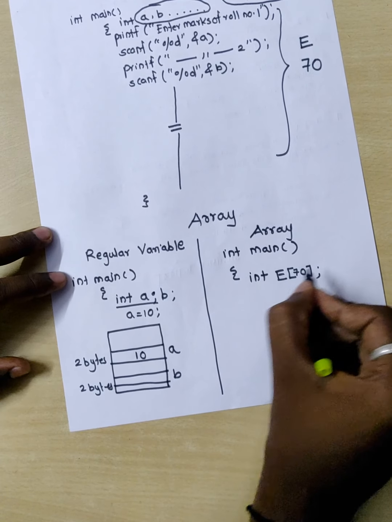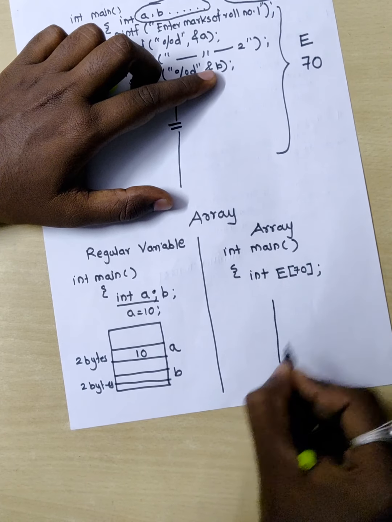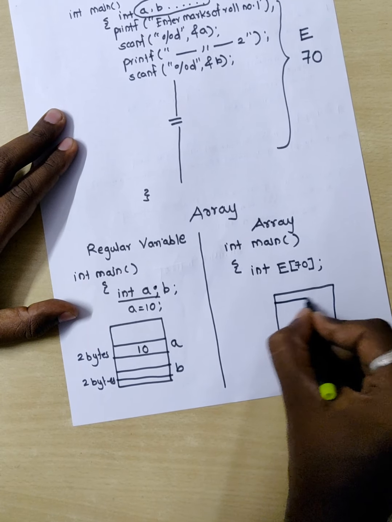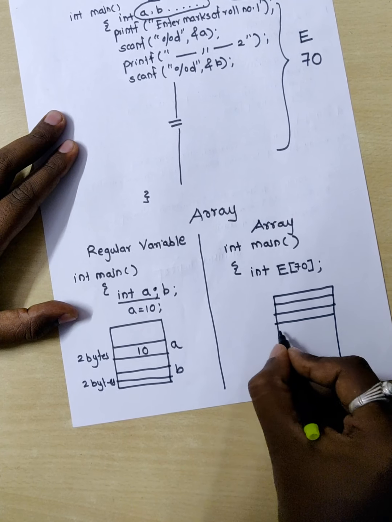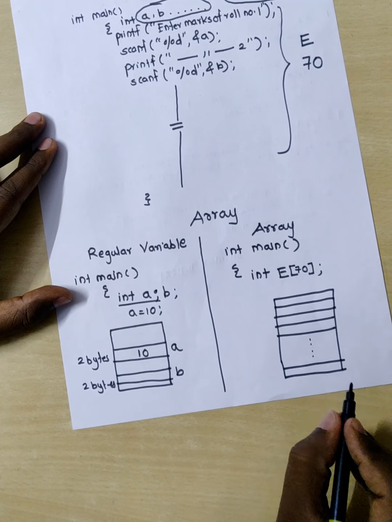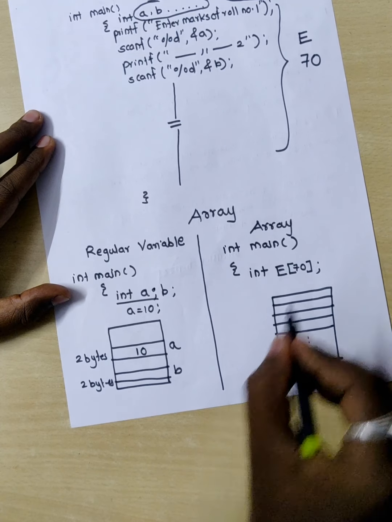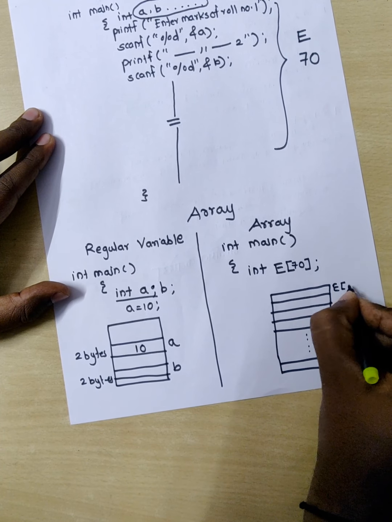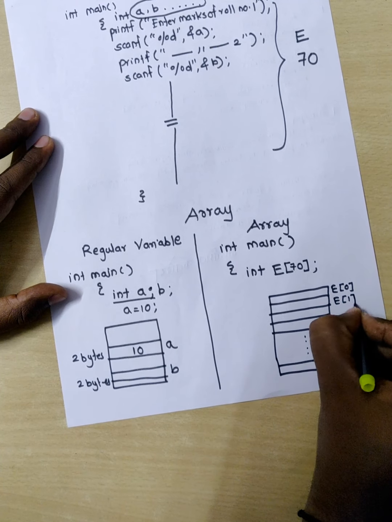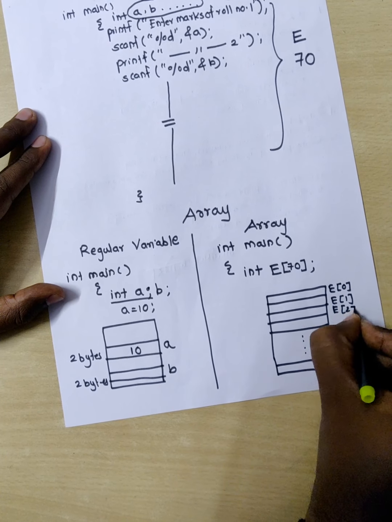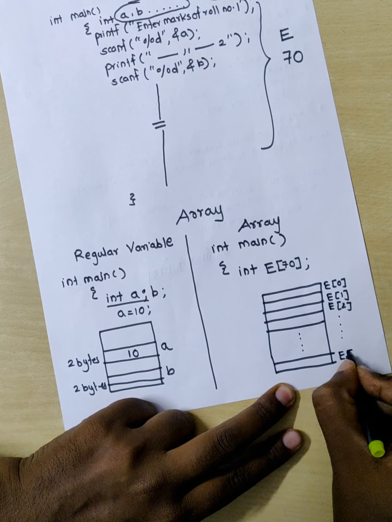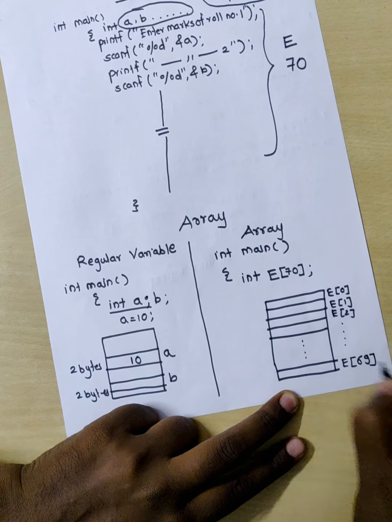It means that whenever I write this instruction, the computer will allocate 70 distinct variables to your program in its memory, and each variable will be indicated with its special index. The first variable created using this method will be named E of 0, the second E of 1, the third E of 2, and likewise it will create 70 variables. The last variable will be E of 69.